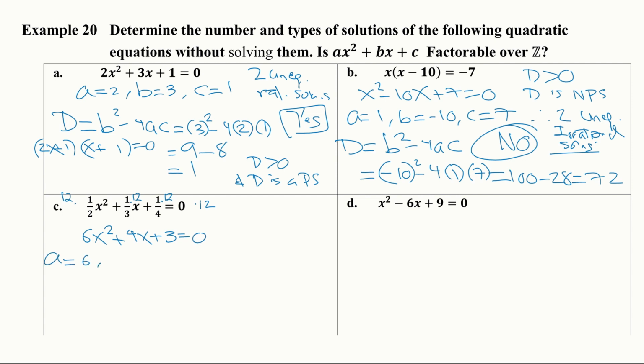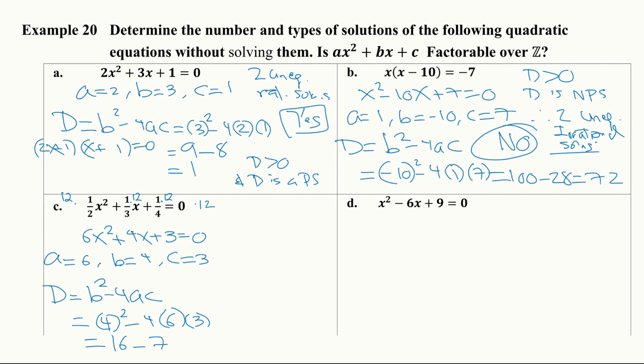So a is 6, b is 4, c is 3. So the capital D, which is the discriminant, is going to be just the b squared minus 4ac part of the quadratic formula. So it's going to be 4 squared minus 4 times 6, which is a, times 3. So we're going to have 16 minus 24 times 3, 72, right? Do I even need to go further? No, not really, because all I know is that this is less than 0. That's all I need to know.